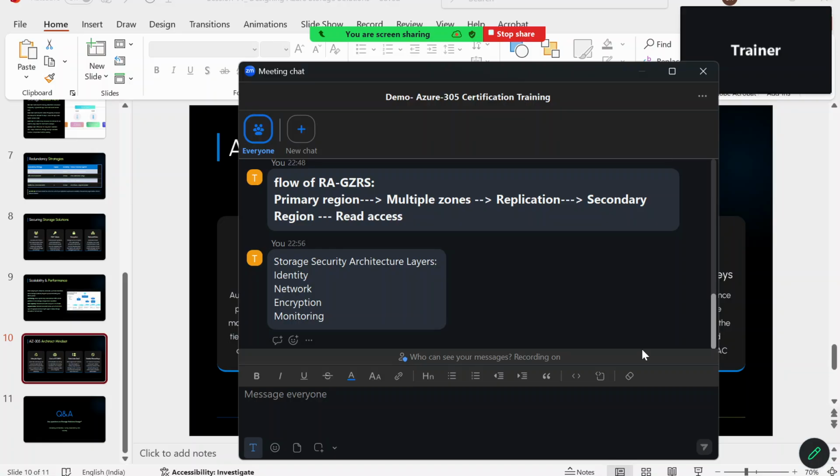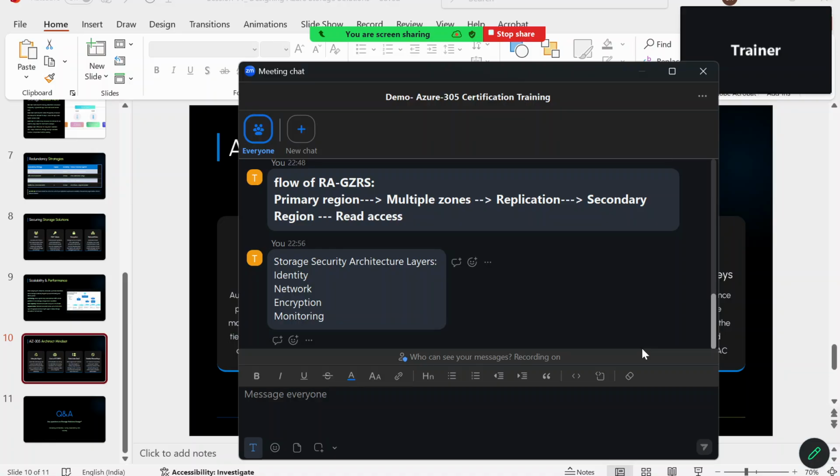Fourth, we saw lifecycle management, a major cost optimization and scalability capability. Lifecycle policy automatically moves the data from hot to cool to archive based on age and access requirements. We also looked at its benefits like cost reduction, automation, and compliance strategy. And fifth, we looked at data protection features like soft delete, blob versioning, snapshots, and immutability policy.